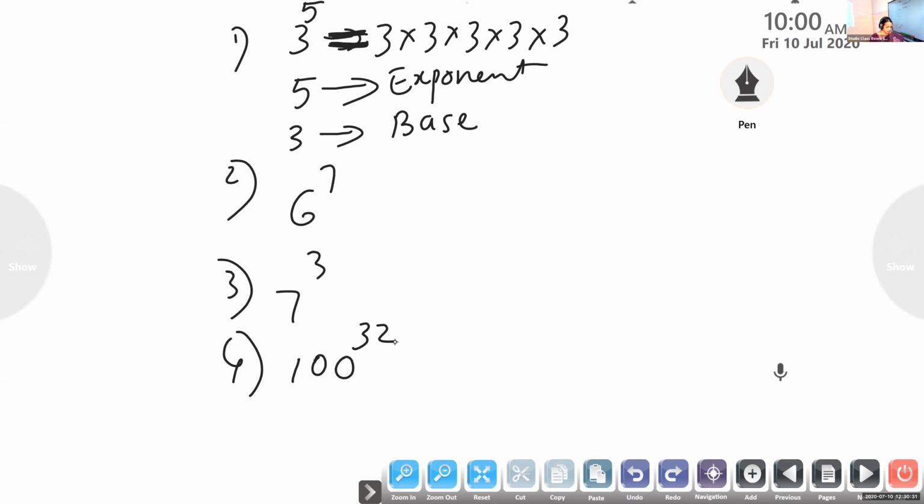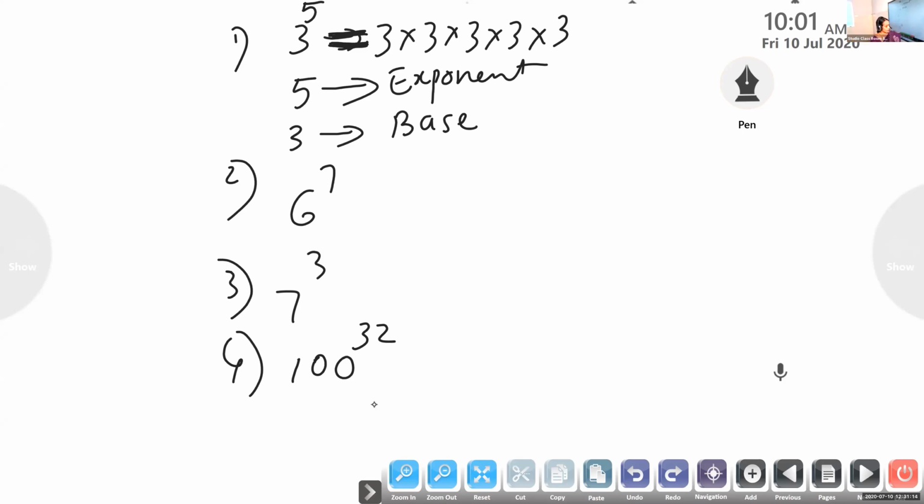Which is exponent, which is base? Ma'am, 7 is exponent. 6 is base. Okay, good. Krishnaveni, third one. 3 is the exponent, 7 is the base. Okay, Prarthana, fourth one. Ma'am, 32 is the exponent and 100 is the base. Okay.